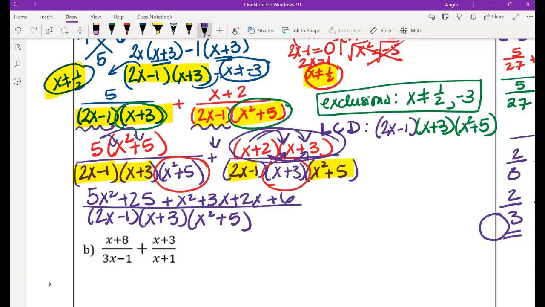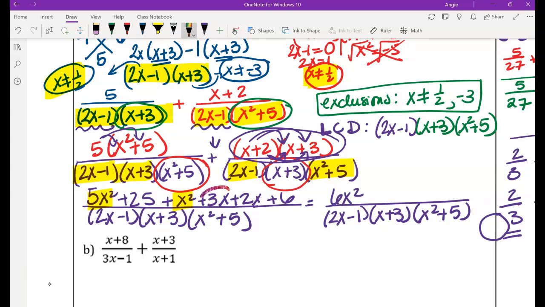Extend this fraction. And now we are going to combine like terms. On the bottom, we are going to say 2x plus 1. Oops, 2x minus 1, I'm sorry. 2x minus 1. Copy down the LCD again. And then x squared plus 5. On the top, let's rock and roll. We have 5x squared and an x squared. So that's going to give us 6x squared. Then we have 3x and 2x. So that's going to be 5x. Then we have 25 and 6. So that's going to be a 31.